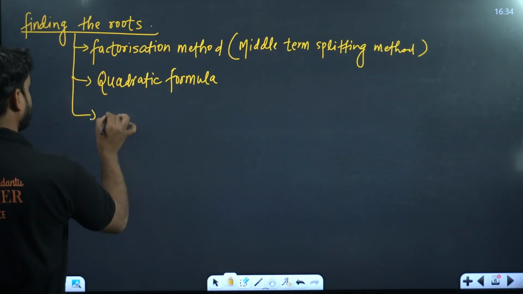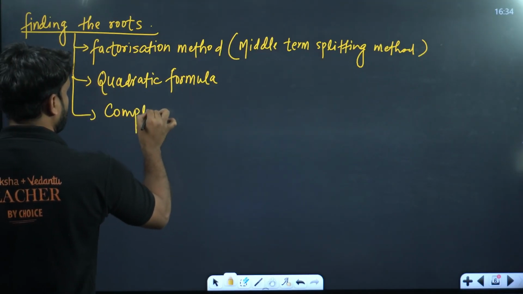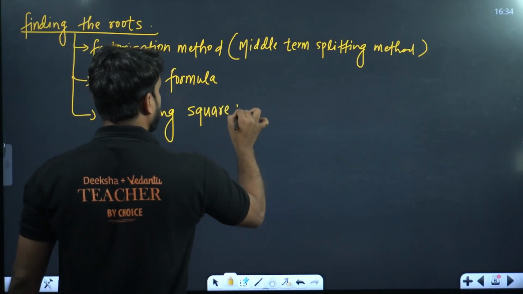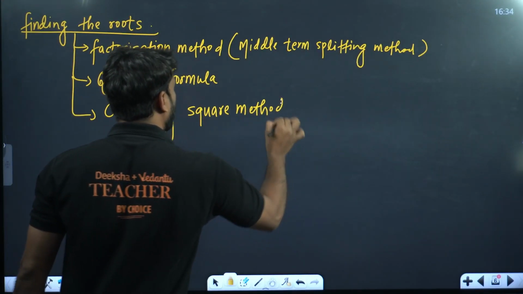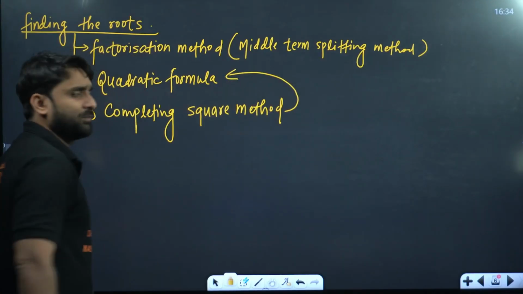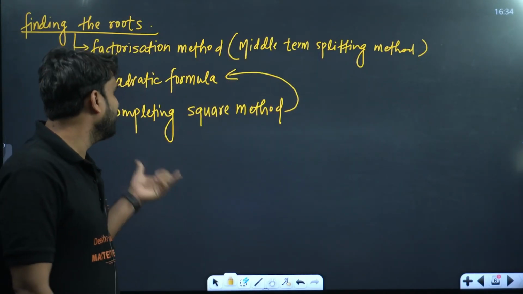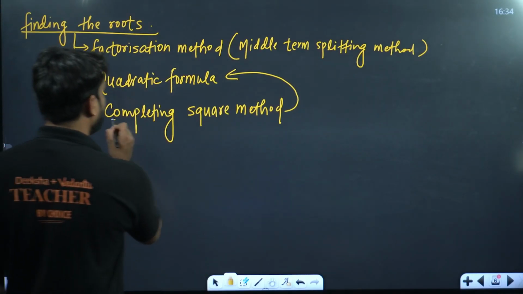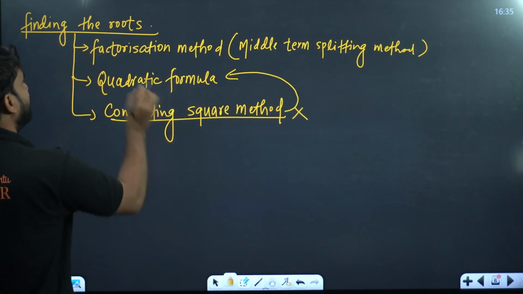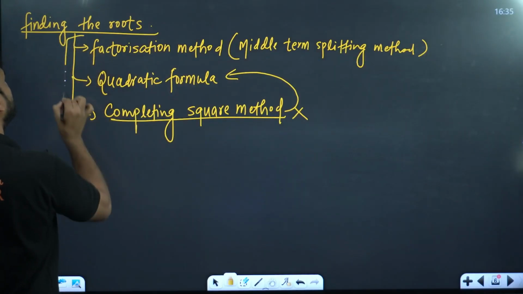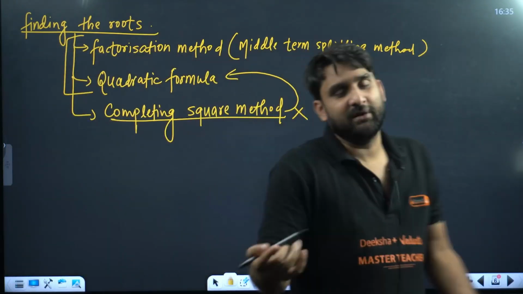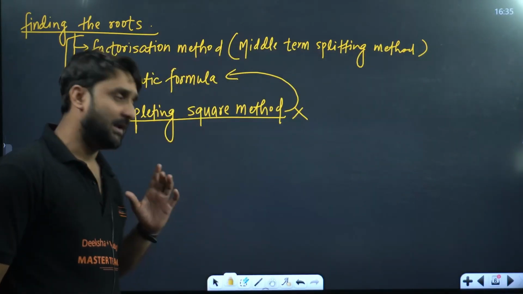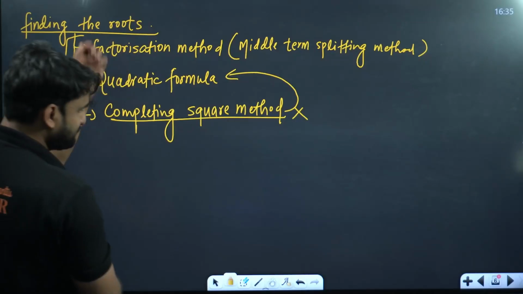And third is the completing square method. Basically, the quadratic formula is also a subpart of this. The quadratic formula comes up from this. When you modify this completing square method till the end, this result comes up. By the way, this methodology is not in your syllabus. So we'll be applying these two methods. I'm going to teach you the factorization method that we have already used in the previous question. So our target here is the quadratic formula. Okay. So moving ahead.